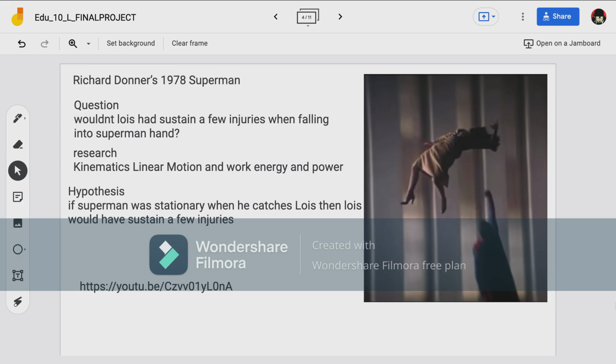In the scene, Lois Lane had fallen off a building, but Superman came on time and rescued her midair. My question is, wouldn't Lois have sustained a few injuries when falling into Superman's hand? The research I used was kinematic linear motion and work, energy, power. My hypothesis is if Superman was stationary when he catches Lois, then Lois would have sustained a few injuries.